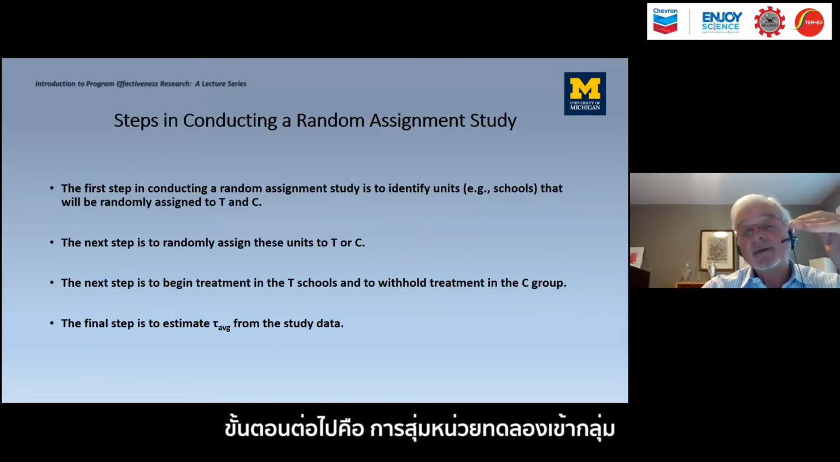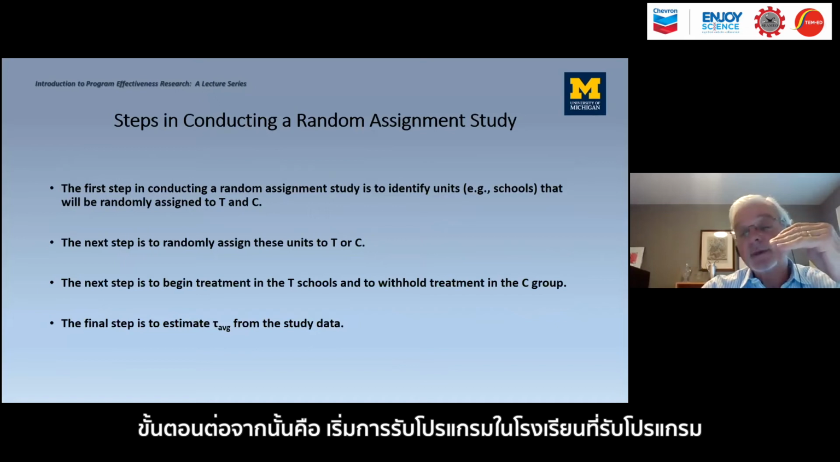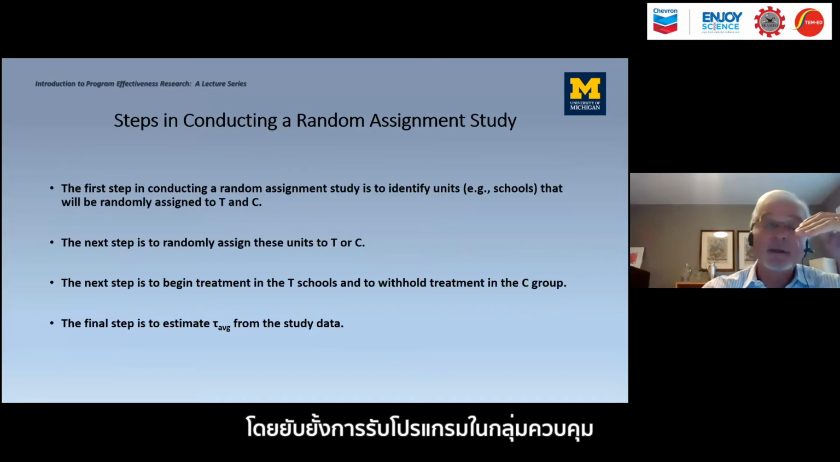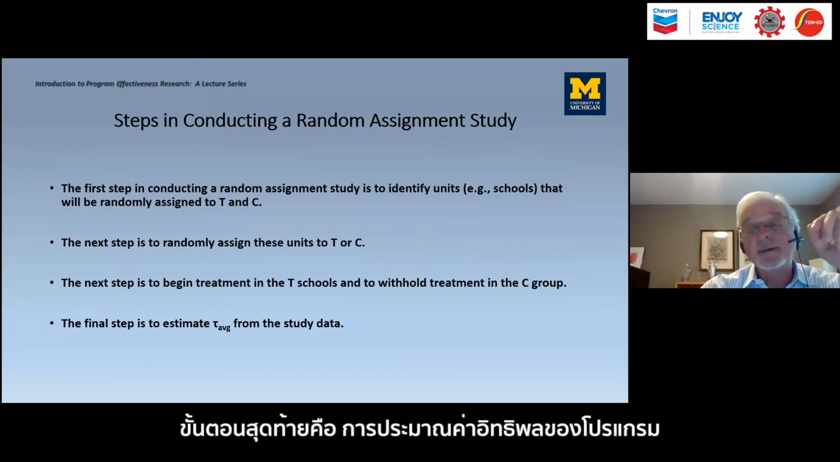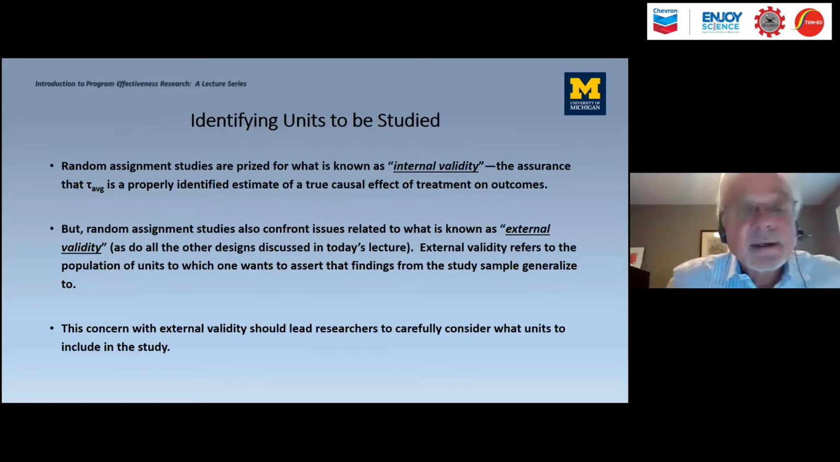The next step is to randomly assign the units. The next step is to begin treatment in the treatment schools, withholding treatment in the control group. And the final step is to estimate the treatment effect. So let's talk about how you go about identifying the units to be studied.